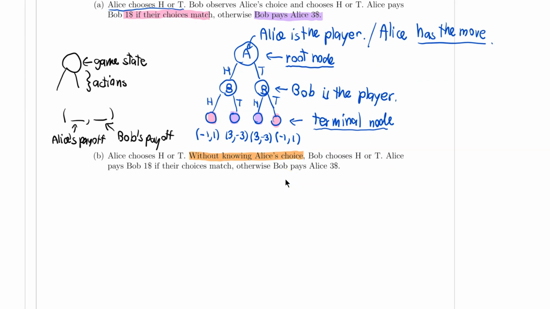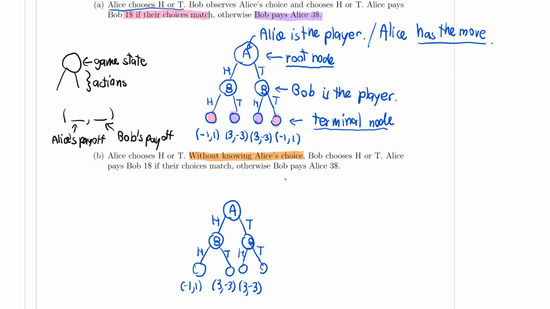So how should we write this game then? It plays out the same. Alice chooses first between head or tail, and then Bob comes to play next, and then Bob chooses between head or tail, and the endings are all the same. It's going to be -1 and 1, and then 3 and -3, and then 3 and -3, and then -1 and 1 here. So far this is the same game as what we have up above.